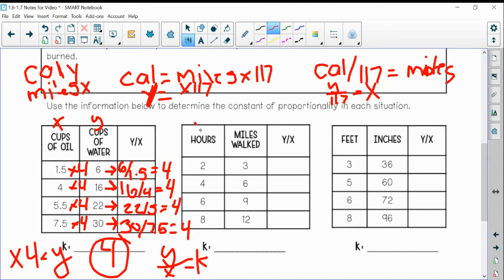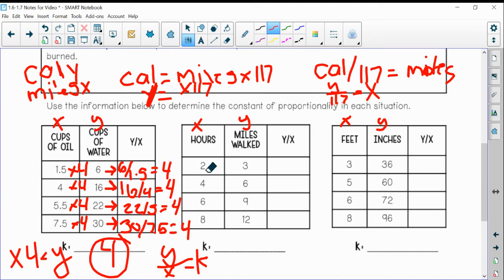All right, so same thing. Our hours are x. Our miles walked are our y. We've done a couple of these. I want you to pause this, and I want you to solve these two. Fill in the table, figure out what our constant of proportionality is. How do we get from hours to miles?